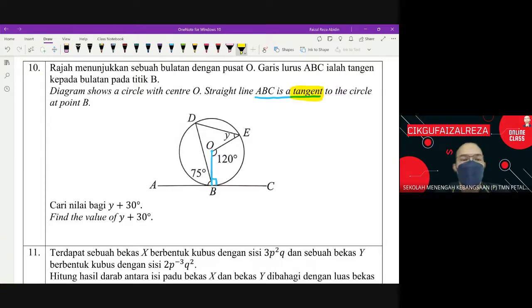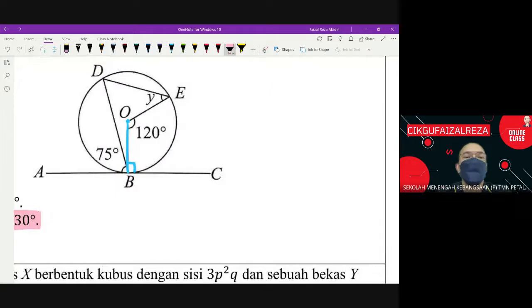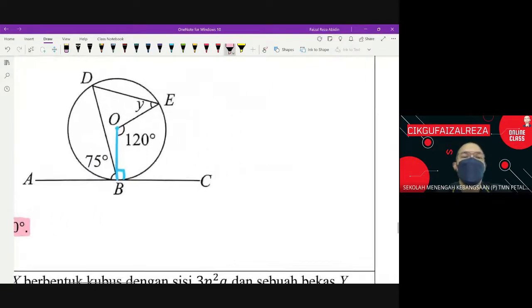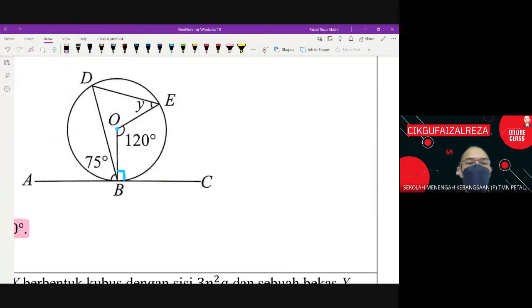Okay, so the question over here: find the value of y plus 30 degrees. If you look over here, I'm going to zoom in. We are going to find y first. If you look at our diagram over here, can we find our y? Look at what the question gave us. Can we find the little triangle over here?